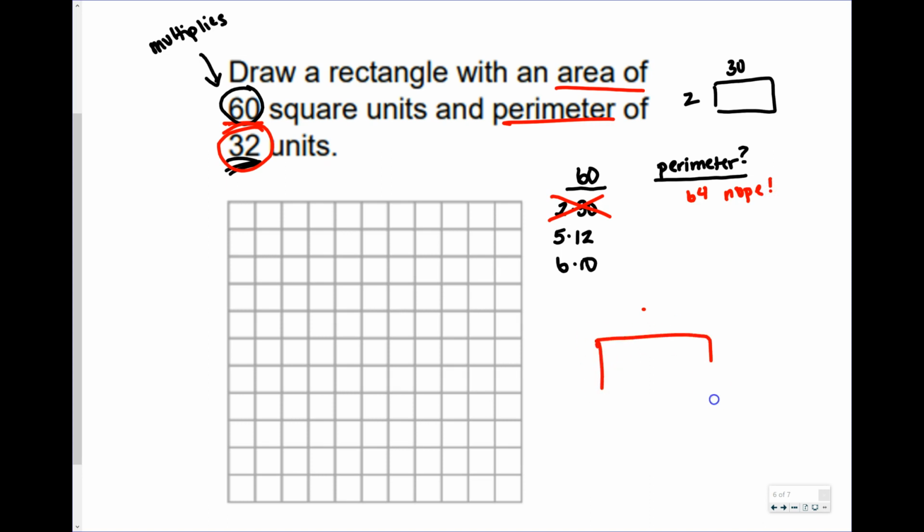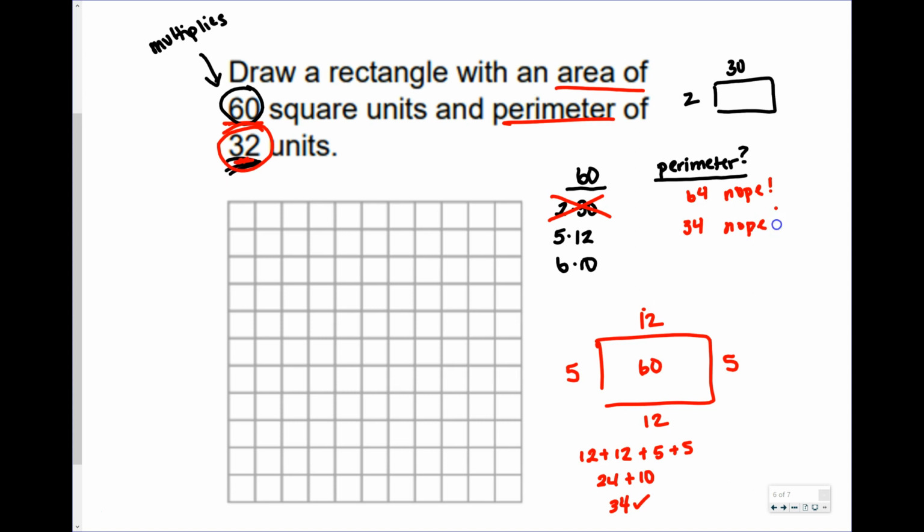Let's try 5 and 12. And again, do you see I'm drawing pictures to help me? So 5 times 12 does give me 60, but will my perimeter give me 32? Let's find out. This has to be 5. This has to be 5. 12 plus 12 plus 5 plus 5 gives me 24 plus 10 gives me 34. Oh man, I'm so close. 34 is super close, but is it 32? Nope. So that doesn't work. All right, erase. This is why we use pencil and try again.